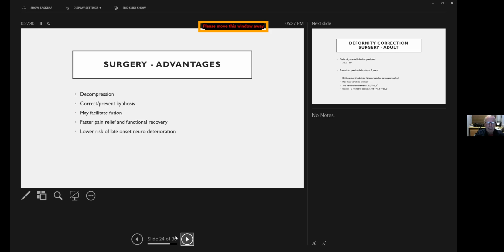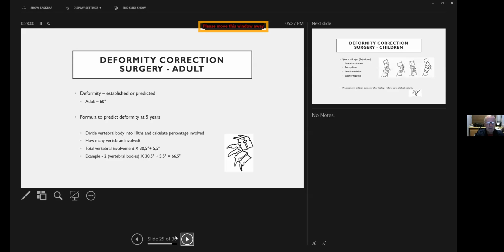Okay. So the advantages of surgery include decompression, correction or prevention of kyphosis. It may facilitate fusion. They talk of faster pain relief and functional recovery, and a lower risk of late onset neurological deterioration. Okay, so let's talk then about deformity correction. This is one of the pictures that I showed you earlier. So deformity correction in the adult spine, if it's either established or predicted to go greater than 60 degrees, then you should operate to prevent the paraplegia of healed disease and myelomalacia that I spoke about.